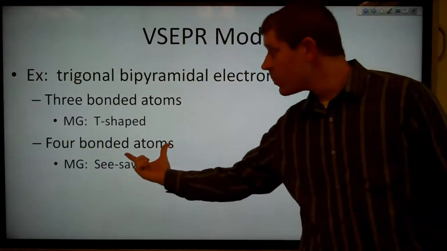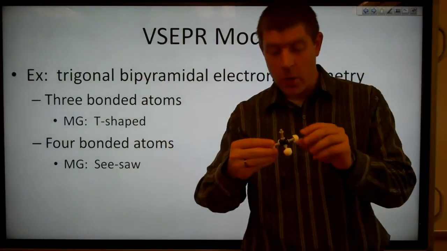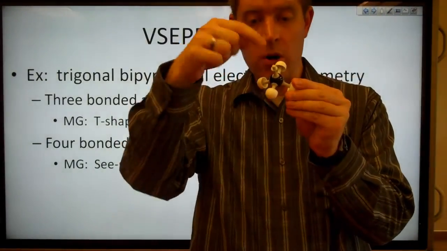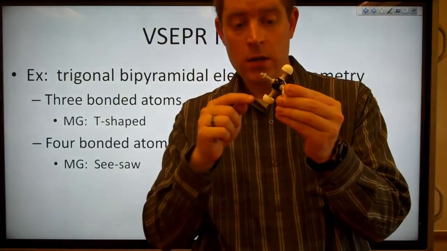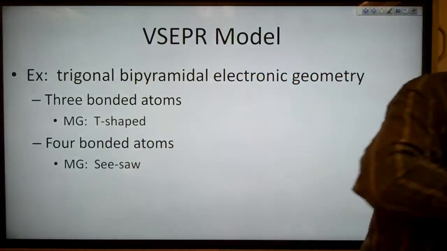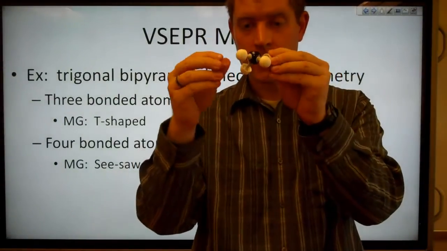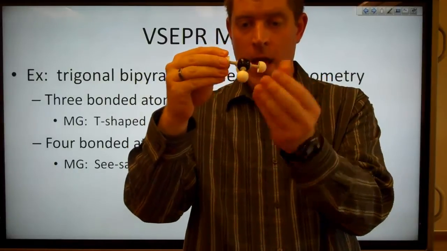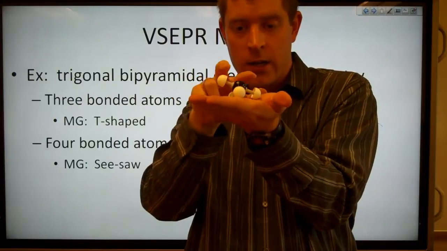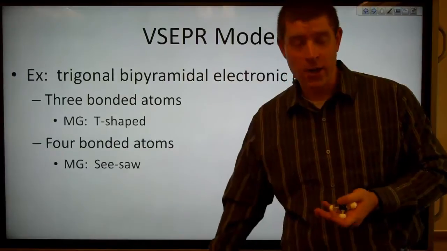And the last possibility with a trigonal bipyramidal electronic geometry is with 4 bonded atoms, so we have a structure that looks something like this. We again put our lone pair on the equatorial position. If I remove that lone pair, now we have a structure that looks something like this. And if we put it on a table, we can see that it acts like a seesaw. And so the structure there is called seesaw.